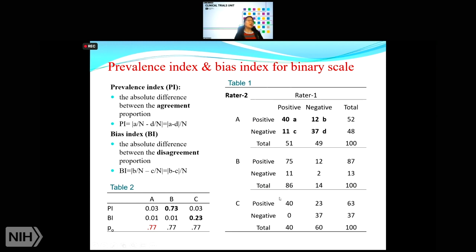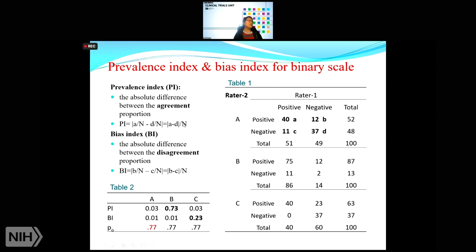This table shows three data sets for two readers giving ratings on 100 subjects. Data set A is the standard. Compared with A, data set B has a high prevalence index, 75 minus 2, which gives an index of 0.73. Data set C has a high bias index, 23 minus 0 divided by 100, which is 0.23. These three data sets have the same proportion of observed agreement, 0.77.